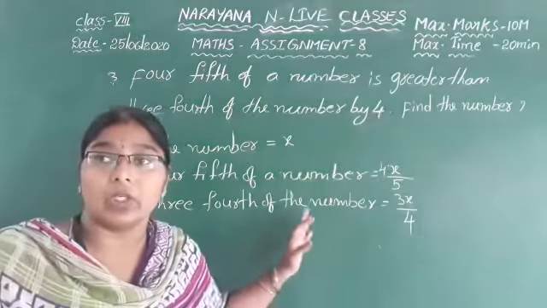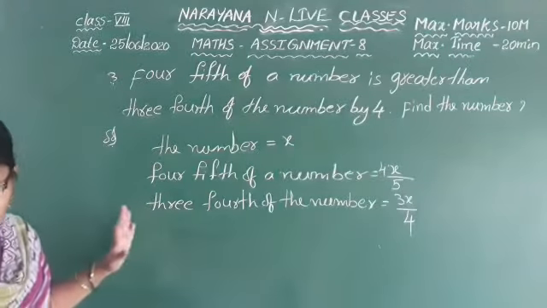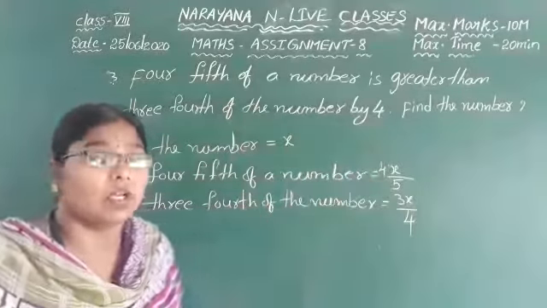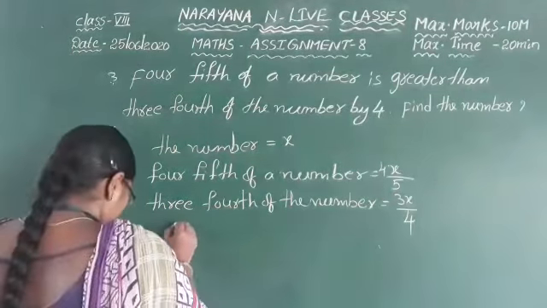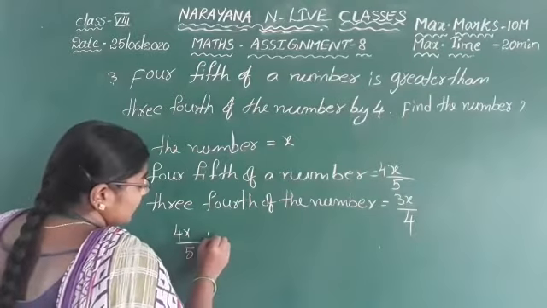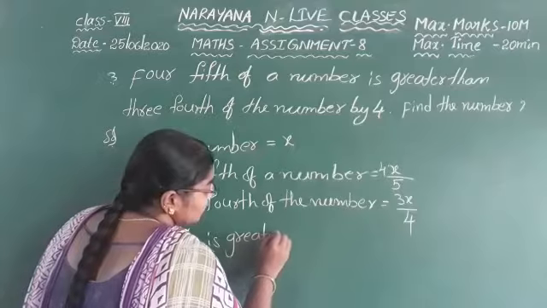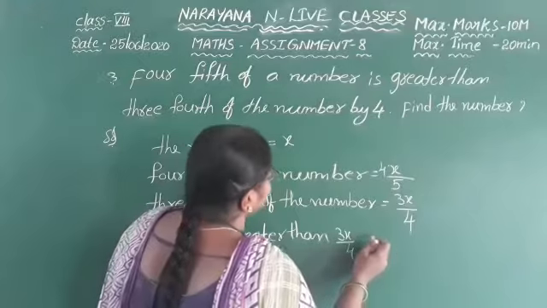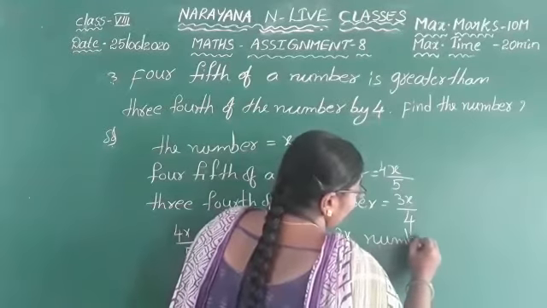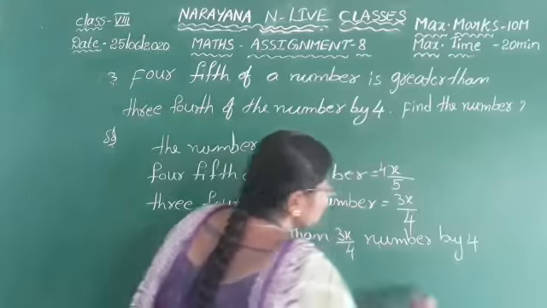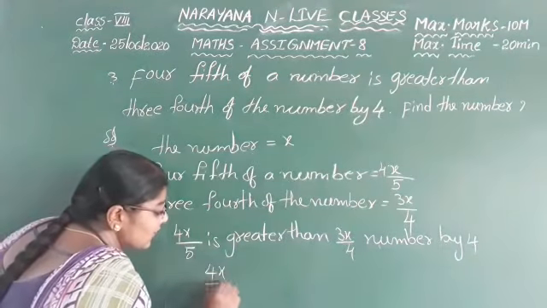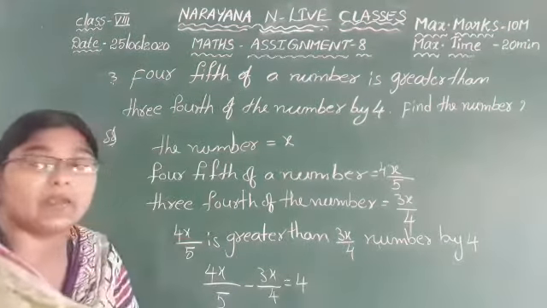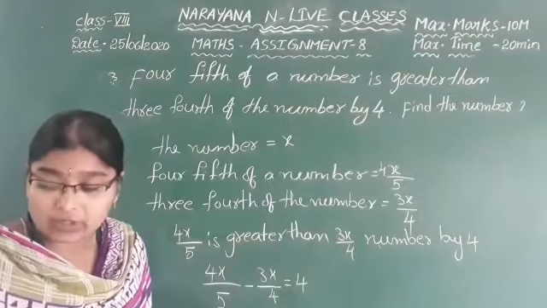What is given in the question, that only I am taking up to here. Next, 4/5 of the number is greater than 3/4 of the number by how much? By 4. That means we are doing the subtraction. 4x by 5 minus 3x by 4 is equal to 4.